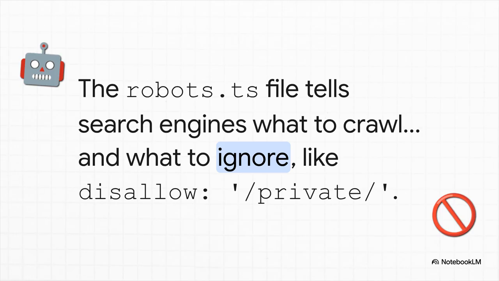So think of the robots file as the bouncer for your website. It tells search engines, hey, you can come in, but these rooms are off limits. By creating a robots.ts file, you can generate these rules on the fly. For instance, you can easily tell every search crawler out there to stay away from your private user dashboard areas, which is obviously crucial for protecting sensitive info.